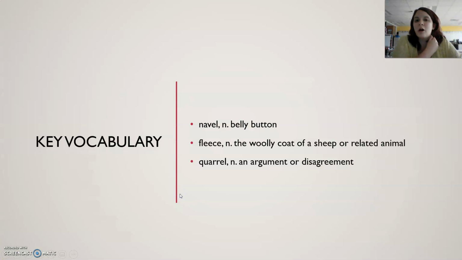Our key vocabulary are navel, which is a belly button, fleece, the woolly coat of a sheep or related animal, and quarrel, which is an argument or disagreement.